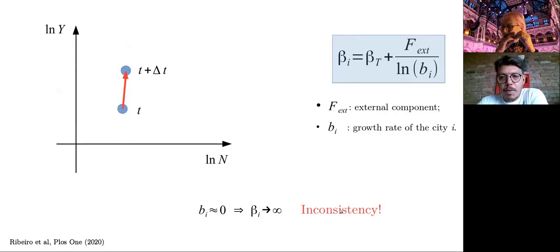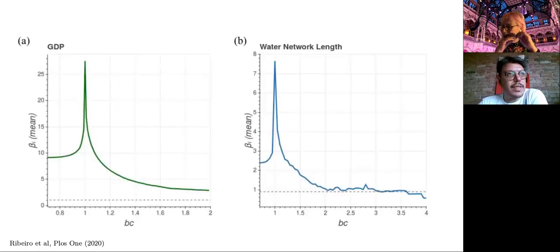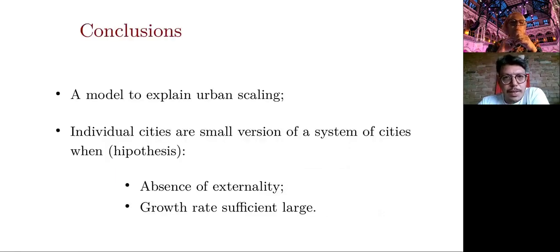What I can do to try to fix that is to remove from the statistics all the cities that have a growth rate smaller than a given value. When I do that, the mean value of the individual beta approaches the transversal beta. So that is my results.